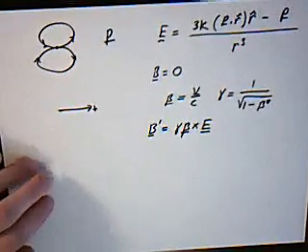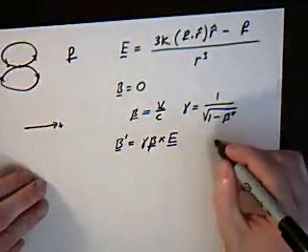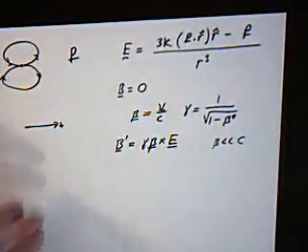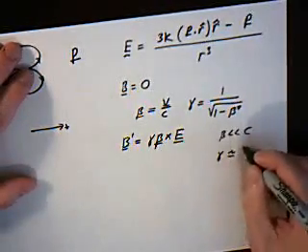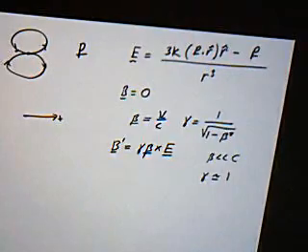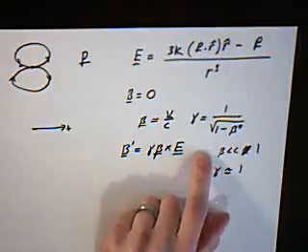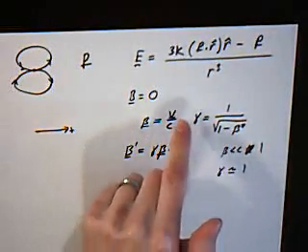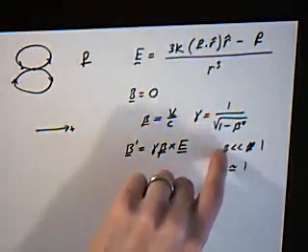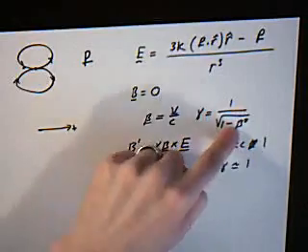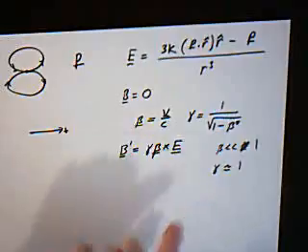And the other thing I want to do is say that beta is much less than the speed of light. And what that lets me do is say that gamma is approximately 1. Because beta much less than 1 means that my velocity is much less than the speed of light. If beta is a lot less than 1, then beta squared is even less than 1, which means this whole gamma right here is approximately 1.